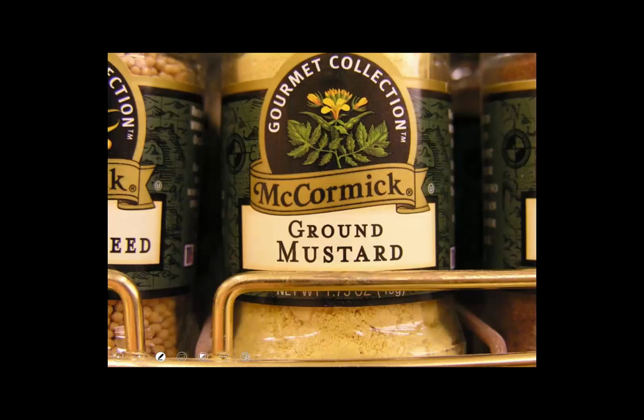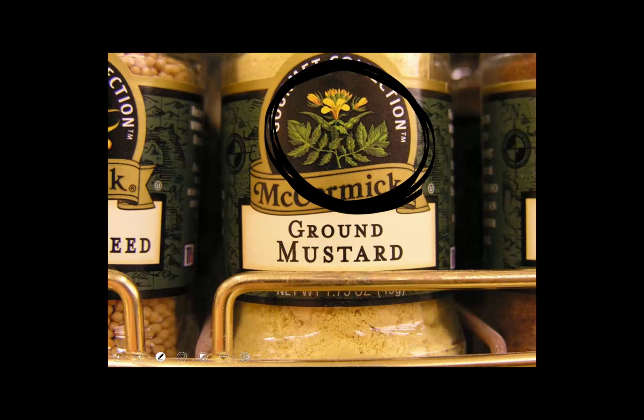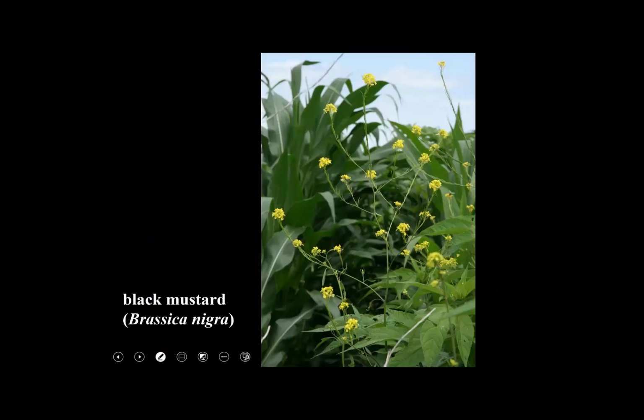There was, maybe there still is, this spice company called McCormick that I love their packaging. They have these really anatomically correct labels that show what the plants actually look like. And this mustard shows the features of the mustard family. It shows the flowers very nicely. And mustard is the ground seeds of a member of the genus Brassica, Brassica nigra. This, in fact, is Brassica nigra, growing as a weed along roadsides, as it does.